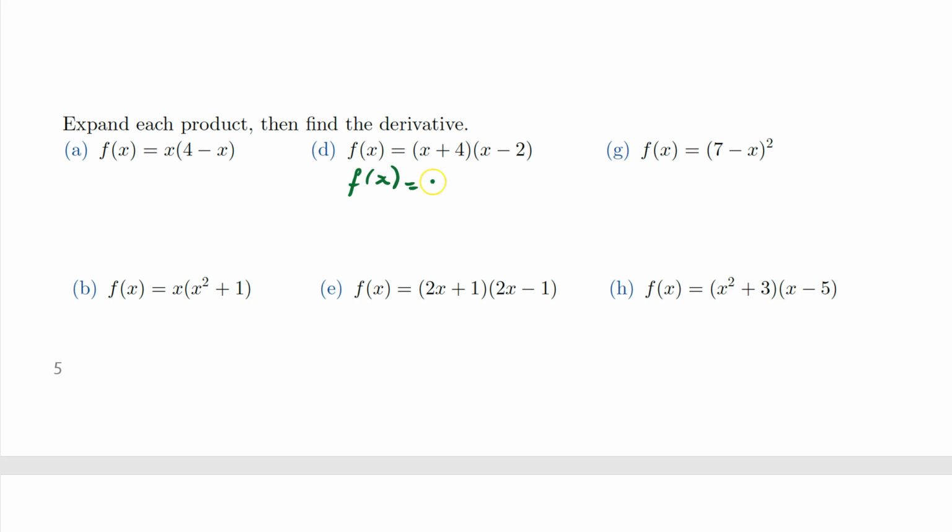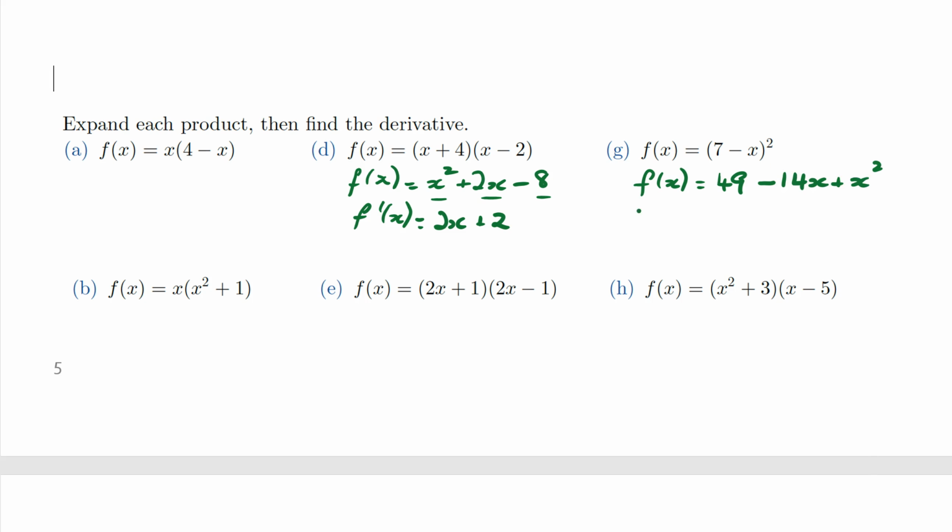So for example, this one here, we just have to do our expansion of brackets. So we've got an x squared plus 4x minus 2x, so that's plus 2x minus 8. And then we've got separate terms being added or subtracted, so we can apply our rule. F dashed of x is then 2x plus 2. For this one over here, again it's a product, it's a 7 minus x times 7 minus x. So we can easily work that out as square of the first minus twice the product plus square of the second. And then it's in the form where we can apply our rule.